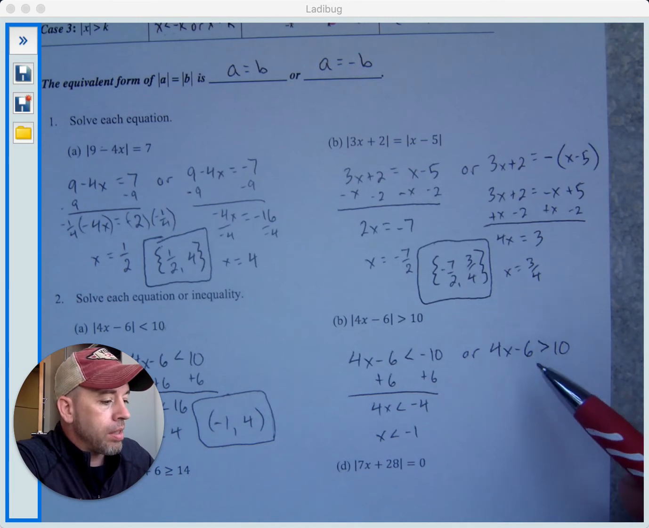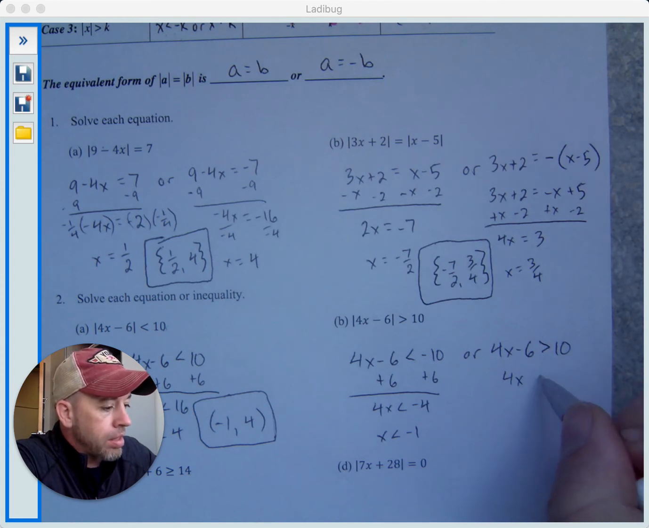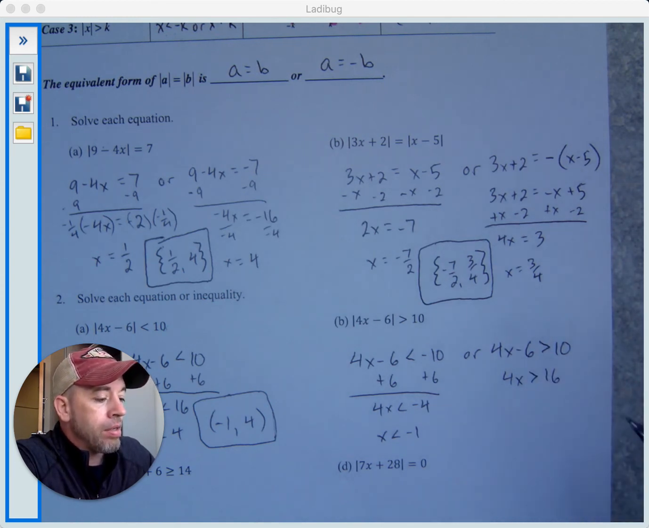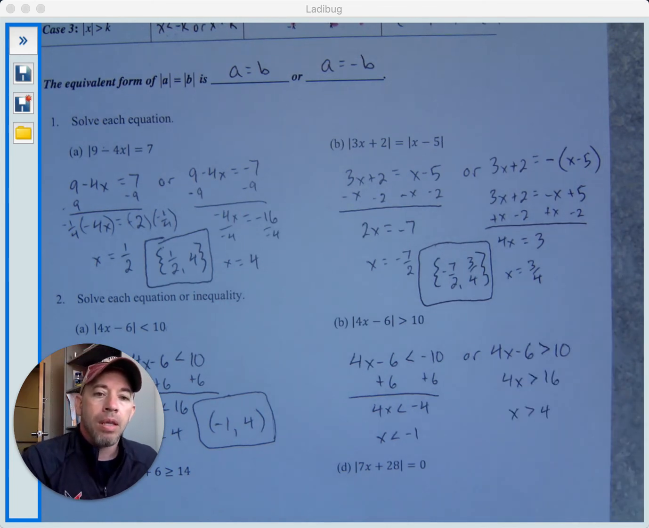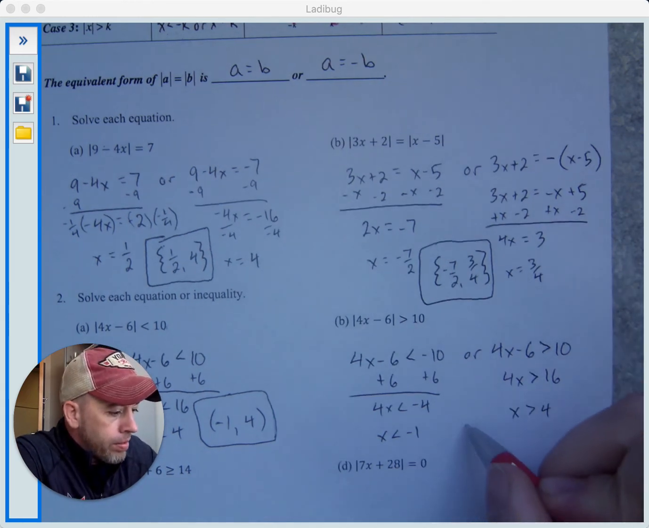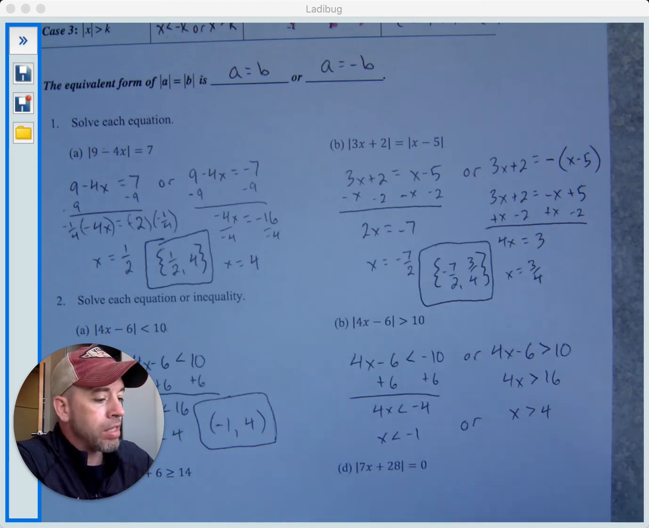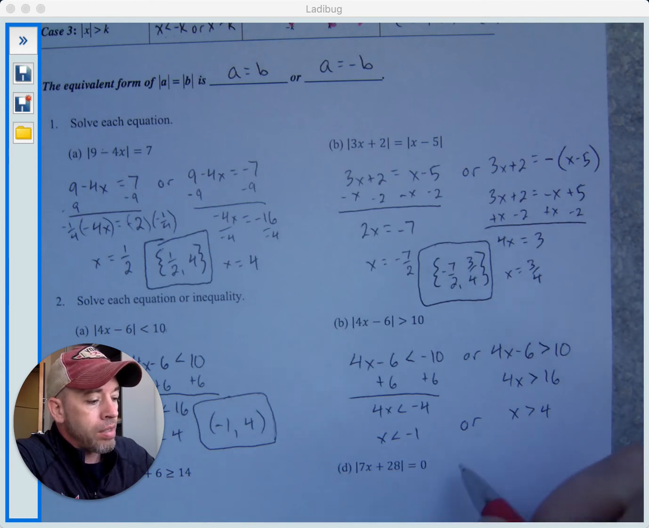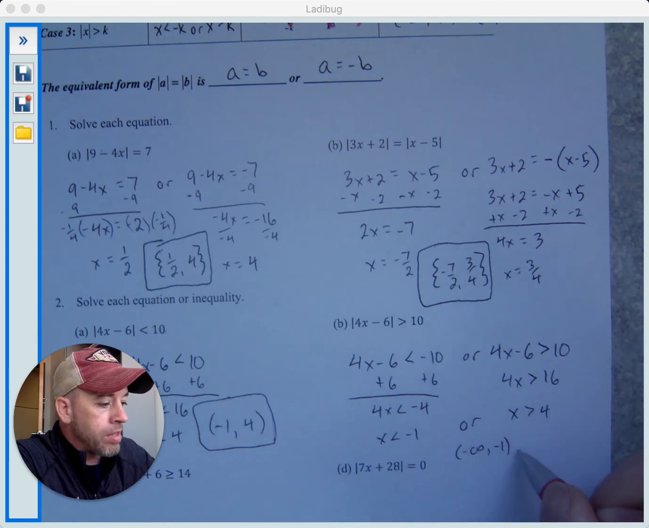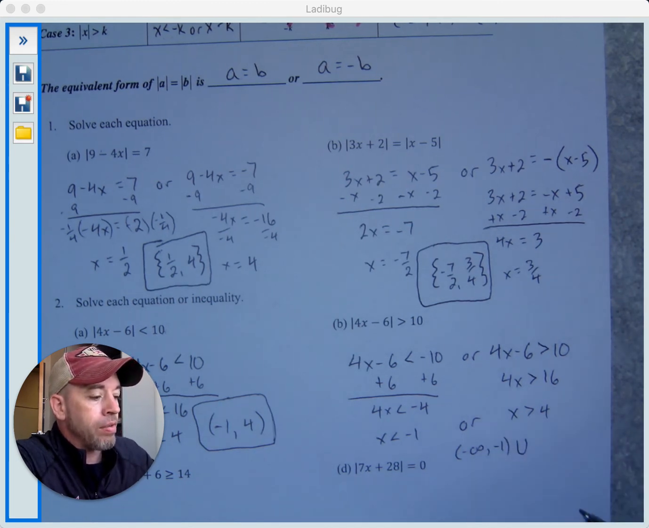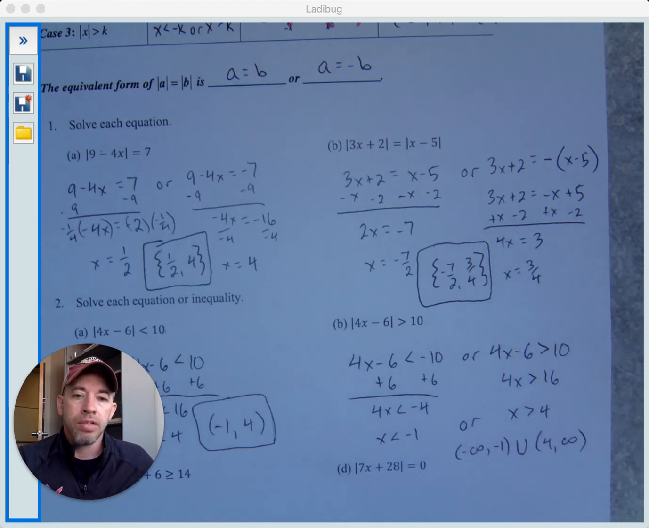On the other one, we're going to add 6, right? So 4x is greater than 16. Divide by 4, we get x is greater than 4. Okay? And we have the or in between. So we have this set or that set. And if you remember how we translate that all to interval notation, x is less than -1 is everything from -infinity to -1, or becomes the union symbol, right? x is greater than 4 is everything from 4 to infinity. And there's our interval notation.